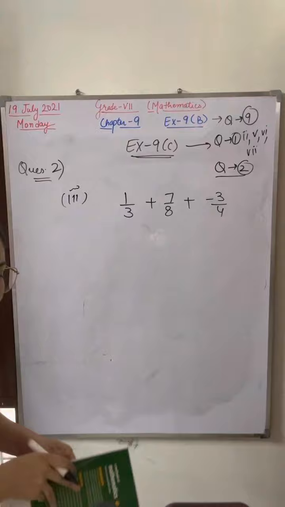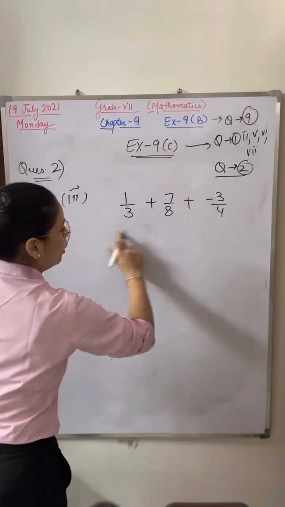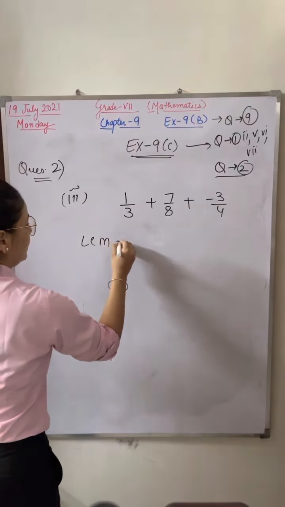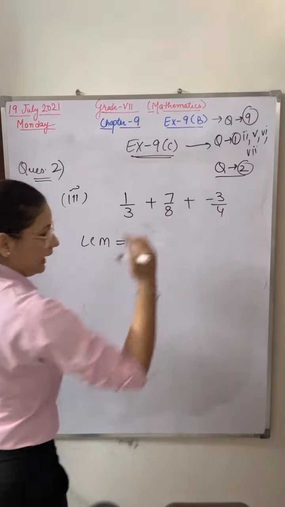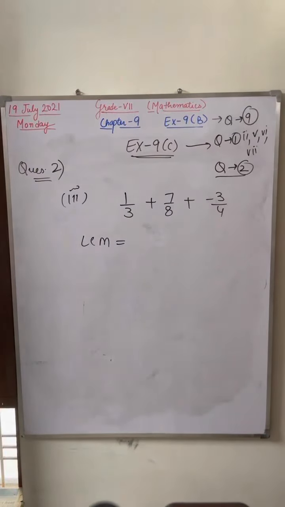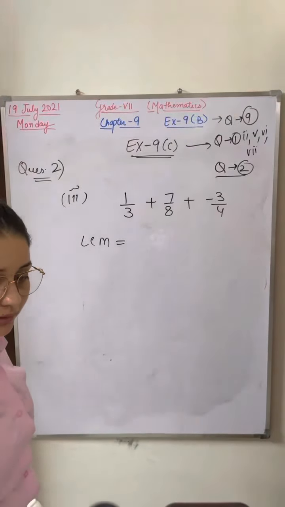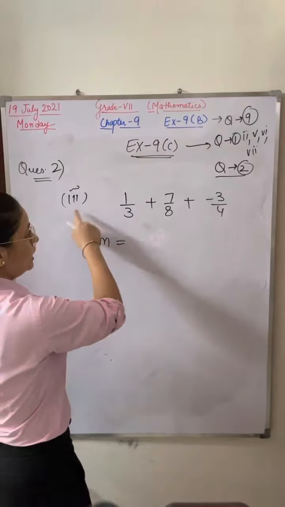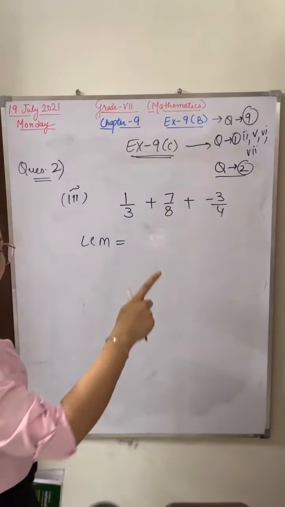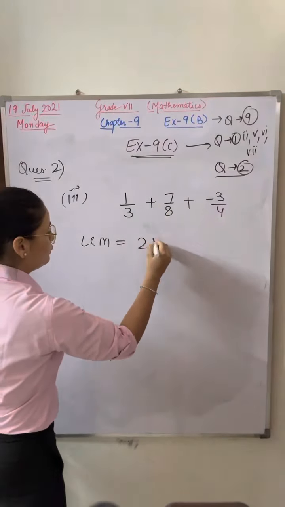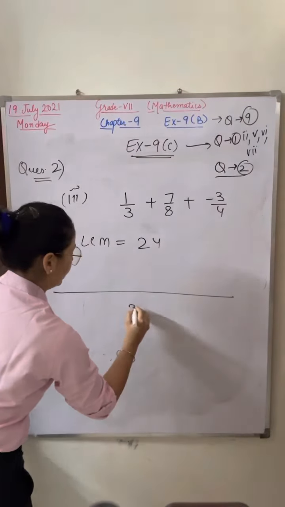First of all, take the LCM. LCM of all the 3 terms. LCM will be of 3, 8 and 4. LCM will be what? Quickly. Yes, time is about to over. This is the last question of today. Today I am giving you second question also for the homework. Very good. LCM will be 24. So just write down the LCM 24.